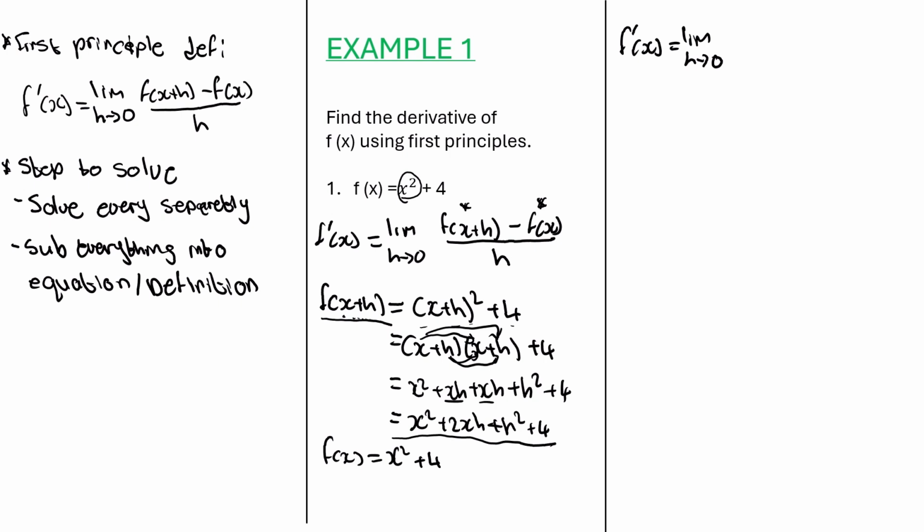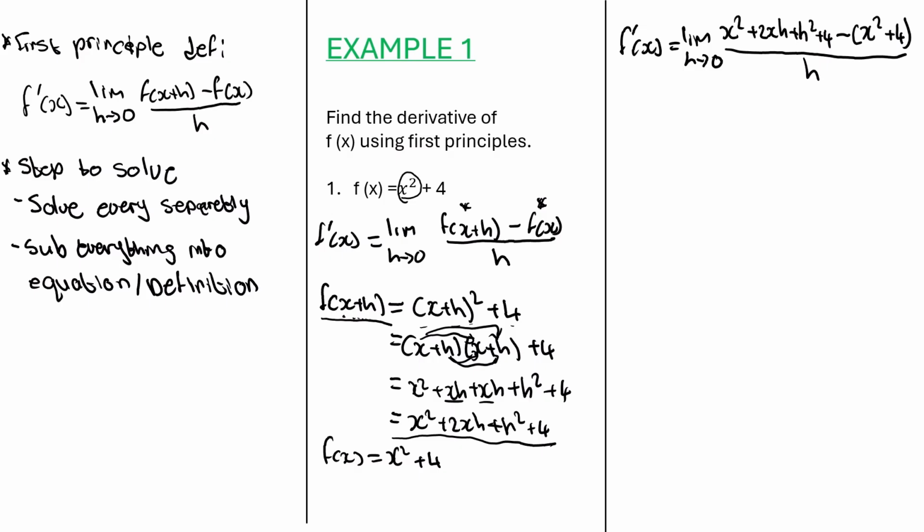You're going to write x squared plus 2xh plus h squared plus 4 minus, it's in our equation, minus f of x. F of x was, make sure you put it in brackets, x squared plus 4. Every time you substitute anything with two values, make sure you put it inside brackets. It will help you a lot.